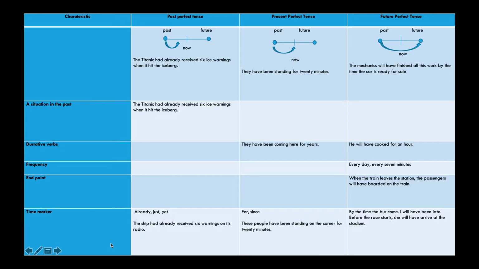The first is understanding the timeline of each tense. The second, understanding the difference between punctual verbs and durative verbs. The third, understanding the difference between frequency and endpoint. And the last is understanding the time marker of each tense. And here are the characteristics: a situation in the past, durative verbs, frequency and endpoint, time marker, and these are examples of past perfect tense, present perfect tense, and future perfect tense.